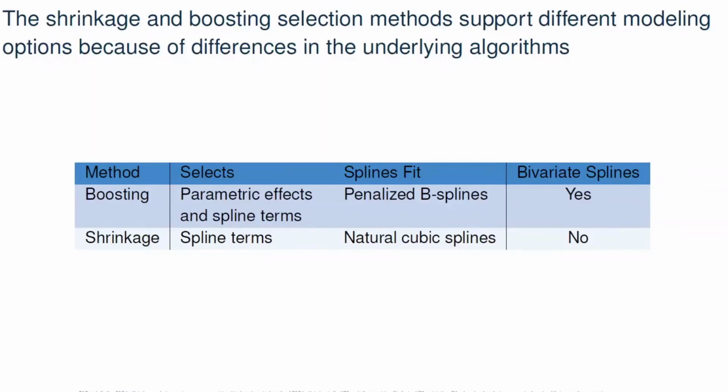Because the shrinkage and boosting selection methods use very different algorithms, they're going to support different modeling options. The shrinkage selection method only performs selection for spline terms. All of the parametric effects that you specified in the param syntax are going to be included automatically in the model fit. The splines are modeled by using natural cubic splines instead of penalized B-splines, and the shrinkage selection method does not support bivariate spline terms.